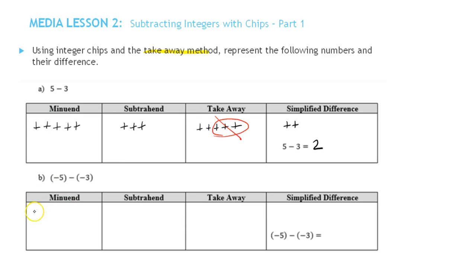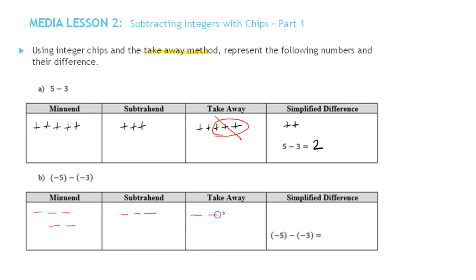We're starting with negative 5, so 5 negative chips. We want to take away 3 negative chips. And if you think of this in terms of chips, 5 negative chips take away 3 negative chips. You can probably guess how many negative chips you'd have left over in the result. But let's just show this.